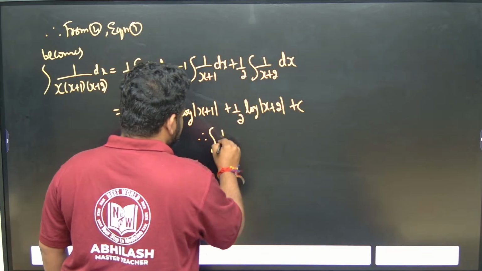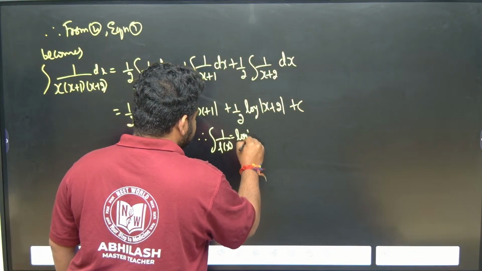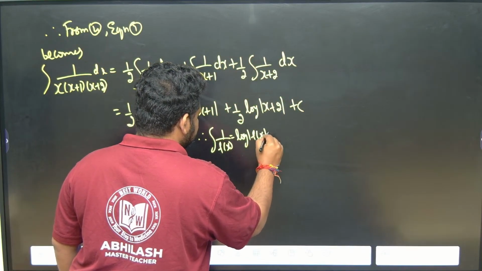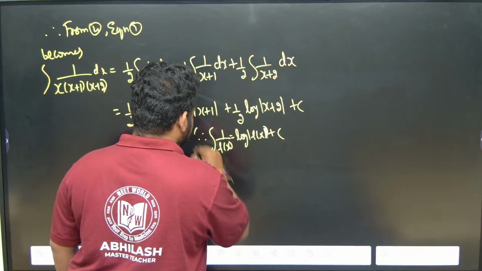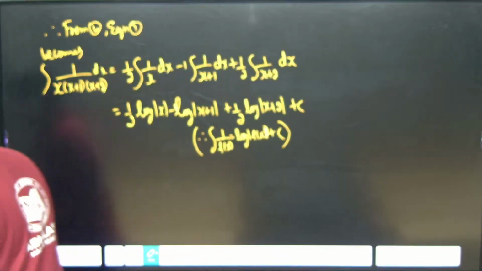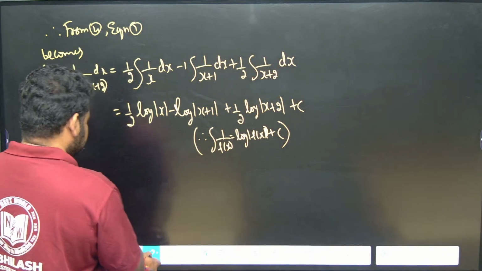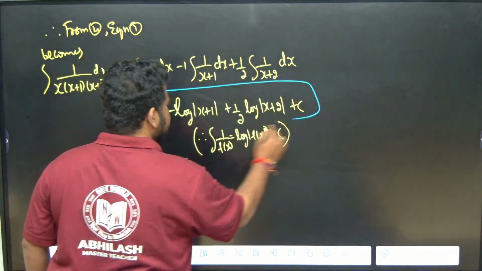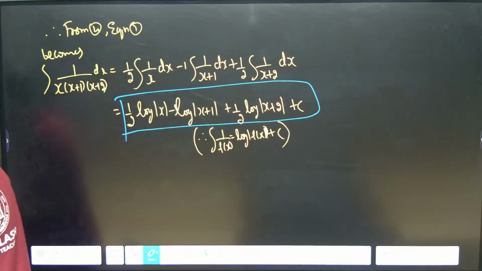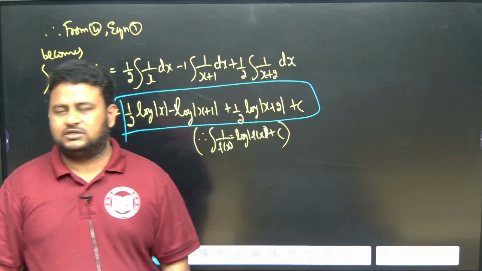Therefore integral of 1 by f of x is equal to log mod f of x plus c. This is the reason. Definitely you have to write the reason. This is the final answer, friends. You can keep it like this: 1 by 2 log x minus log of x plus 1 plus 1 by 2 log of x plus 2 plus c. That's all. Clear? This is the way you have to solve this question, friends.